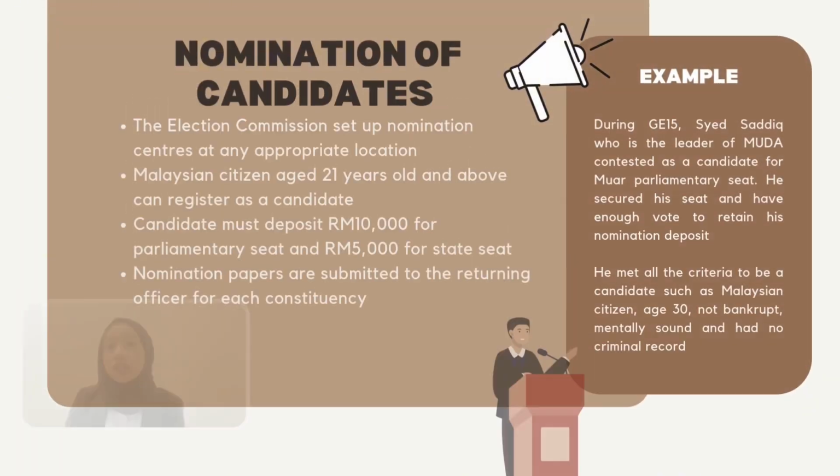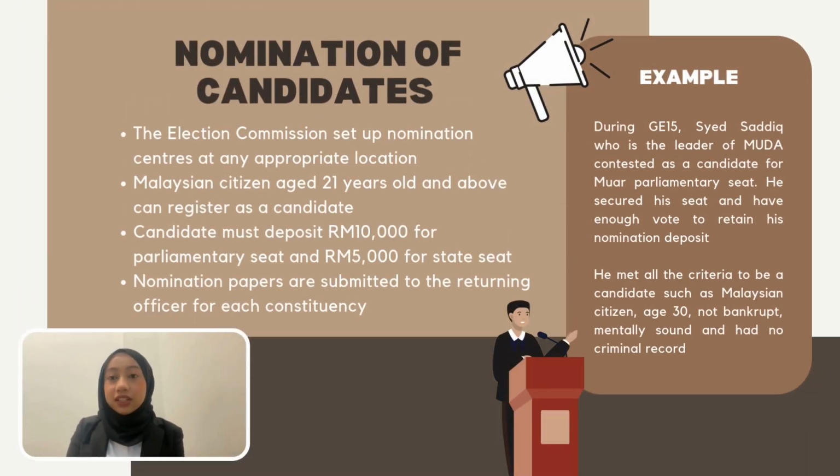Next, I will talk about the nomination of candidate process in election. Firstly, the Election Commission will set up nomination centres at any appropriate location such as the district office, town hall and community centre. To be a candidate, one must be a Malaysian citizen aged 21 years old and above. However, a candidate can be disqualified if the EC discovers that the candidate is bankrupt, not of sound mind, a citizen of another country, or has a criminal record.